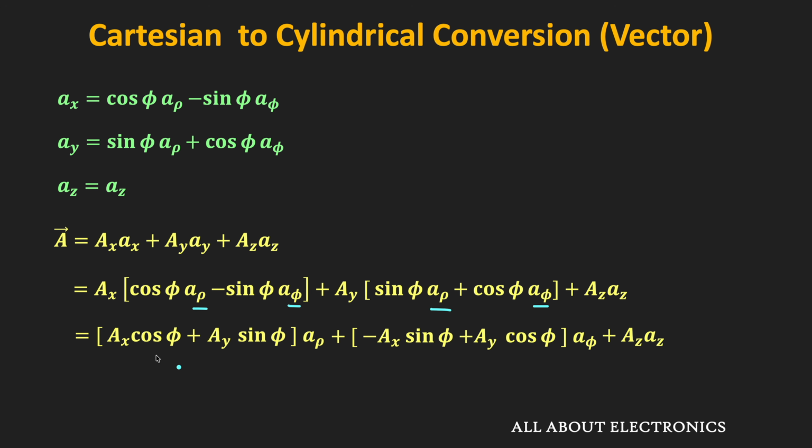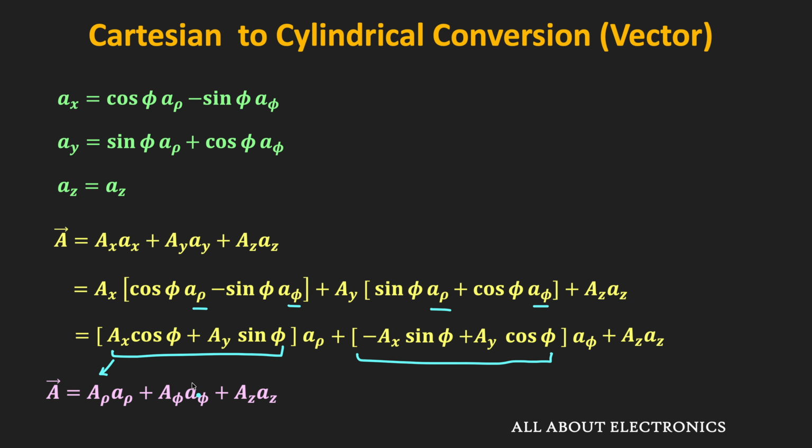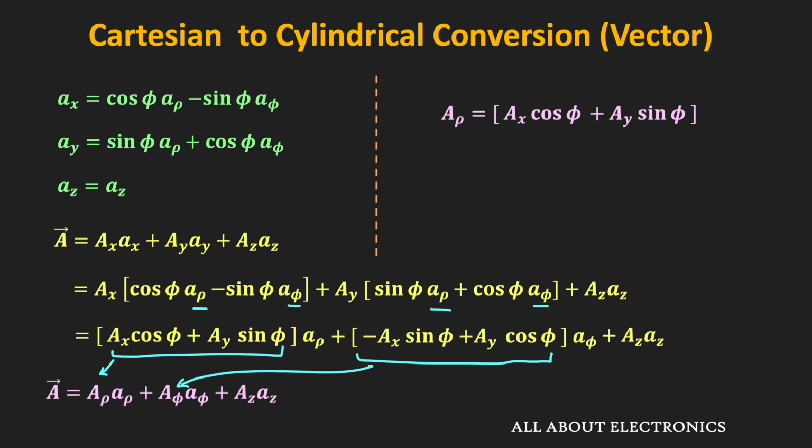So now, let us compare this expression with the vector expression that we want to find in the cylindrical coordinate system. That means here, this term corresponds to a rho, and likewise, this term corresponds to a phi. So from this we can say that over here, a rho is equal to ax cos phi plus ay sin phi, and likewise a phi is equal to minus ax sin phi plus ay cos phi, and az will remain as it is.